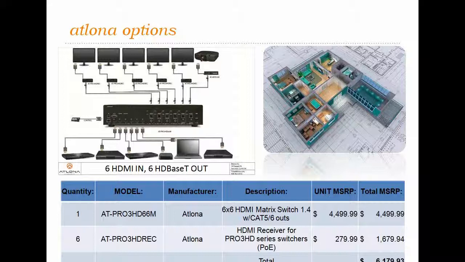This is easily controllable from the front panel or through the Vantage control system. It's quick to set up. It's reliable. It's easy to use. I've included some pricing in the table there below for the 6x6 model that we've been talking about. The MSRP on that is $4,499, so $4,500. You need 6 of the receivers to go with that. So you have a package total of just under $6,200 to get you a full whole distributed system in the 6x6.